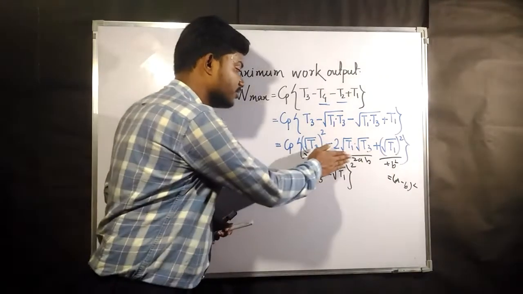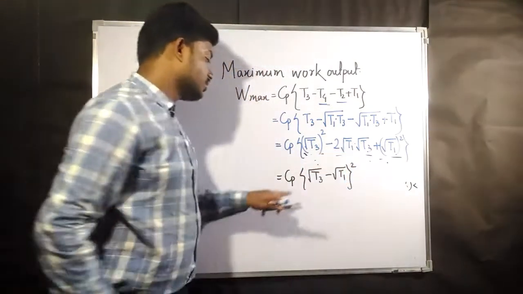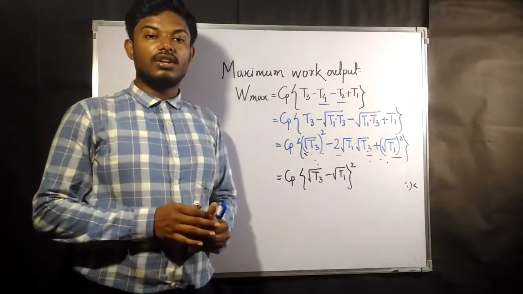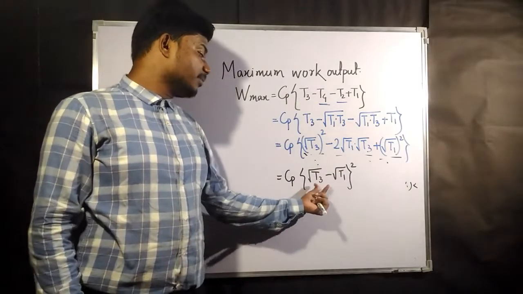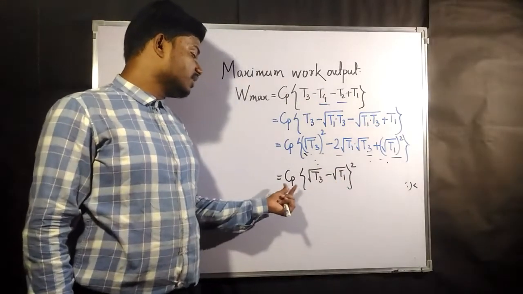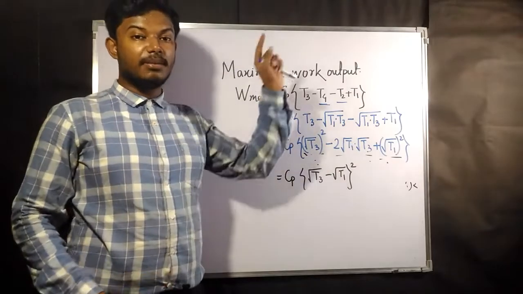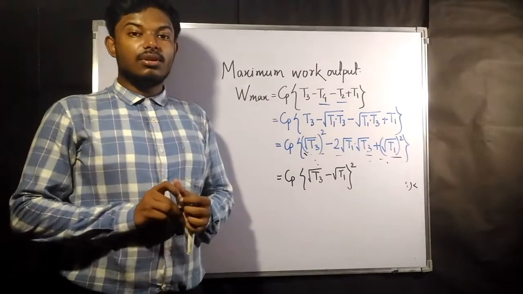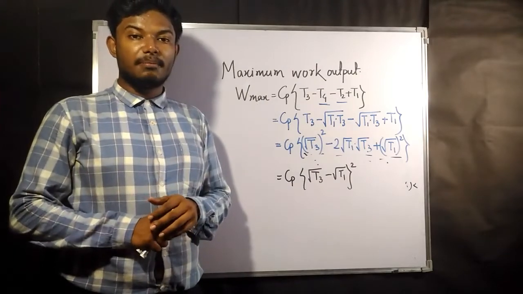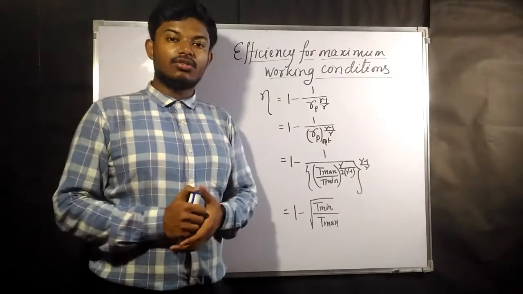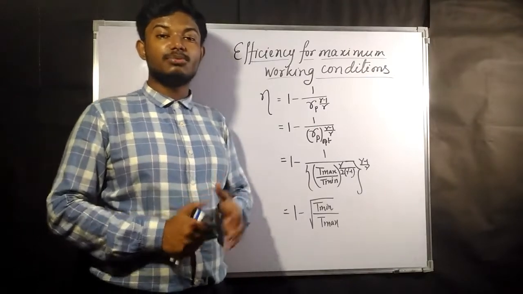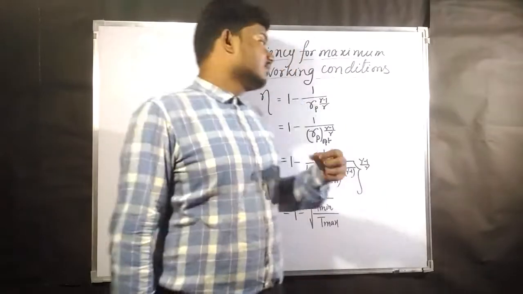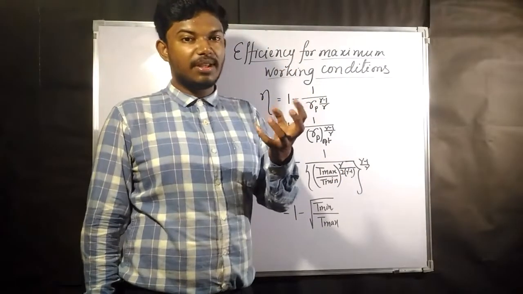So the final expression would be Cp into root over T3 minus root over T1 whole square. If you put the maximum temperature value, the minimum temperature value and the Cp value for that particular medium which is running through the system, then you are going to get the maximum work output from a Brayton cycle. Now we are going to see what is going to be the efficiency for the maximum work output condition. So we have some conditions for maximum work output.